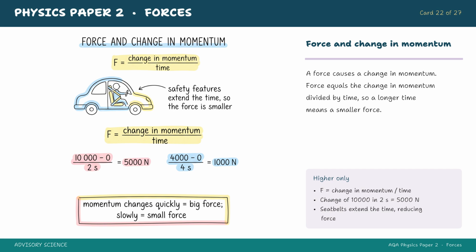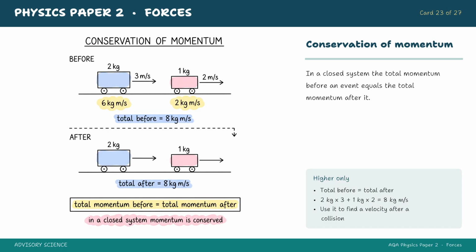Conservation of momentum. Conservation of momentum means that in a closed system, the total momentum stays the same before and after an event, like a collision, for example. Momentum is mass times velocity. So if two cars collide, we add the momentum before and set it equal to their total momentum after.